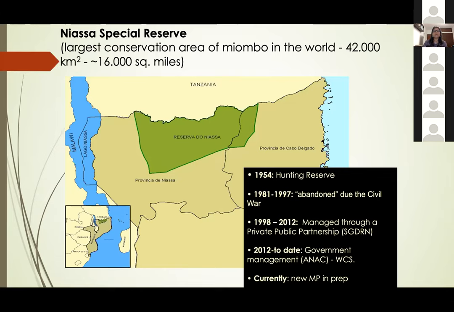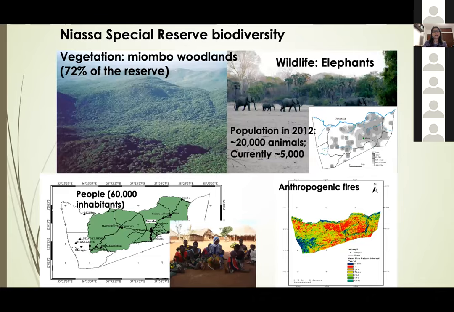So what's so special about Niassa? Well, it's the combination of factors: vegetation covered mostly by Miombo woodlands, wildlife, a large population of elephants, other megaherbivores, and also a large population of carnivores. Well, as in any other protected area in the country, there are human populations living in Niassa Reserve, 60,000 people, depending on forest resources and, of course, using fire as a management tool.